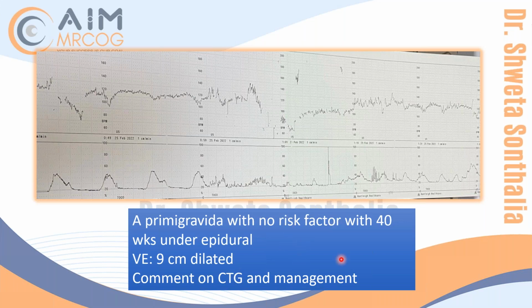Okay, contractions are 3 to 4, then irregular, 3 in 10. Baseline is normal. Baseline variability is normal. No, what is the baseline?